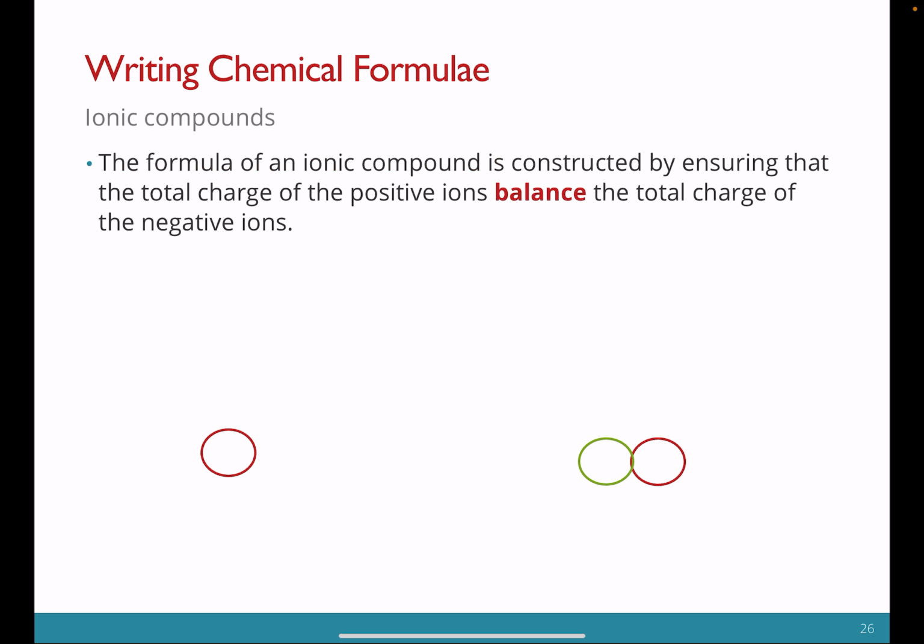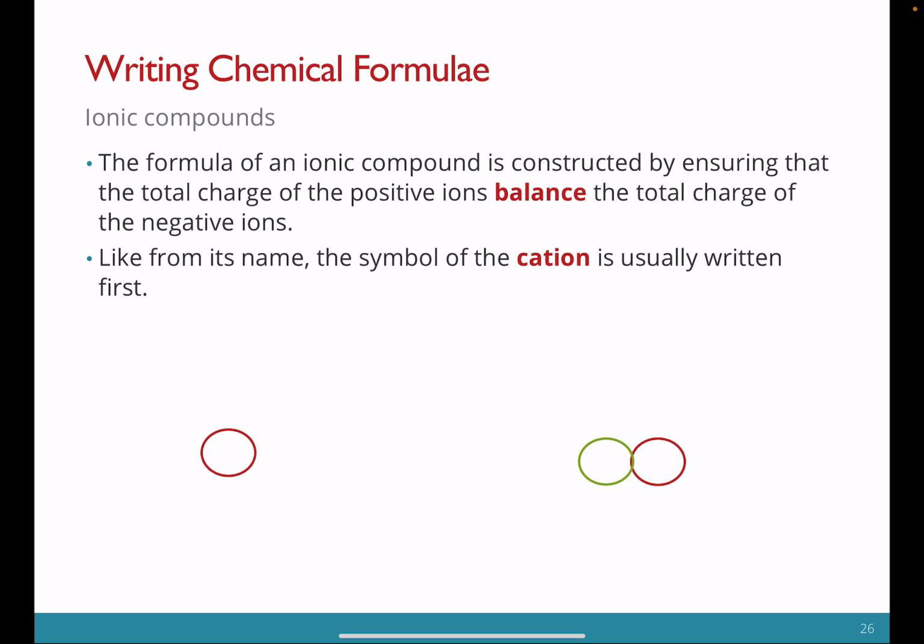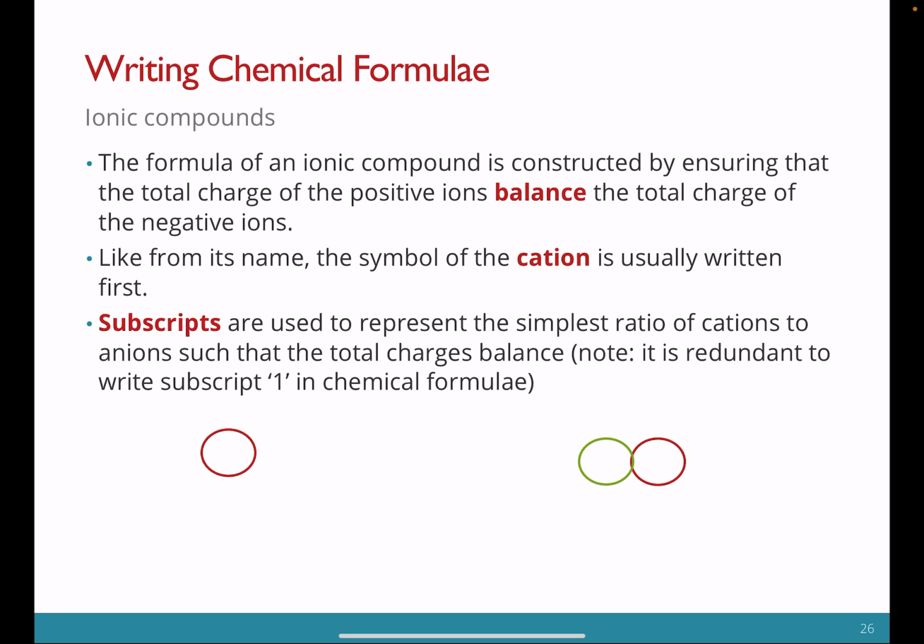Now we move on to writing chemical formula. Now, the formula of an ionic compound is constructed by ensuring that the total charge of the positive ions will balance the total charge of the negative ions. Like from its name, the symbol of the cation is usually written first. Subscripts are used to then represent the simplest ratio of cations to anions such that the total charges are balanced. Note that it's not needed to write subscript 1 in chemical formula.